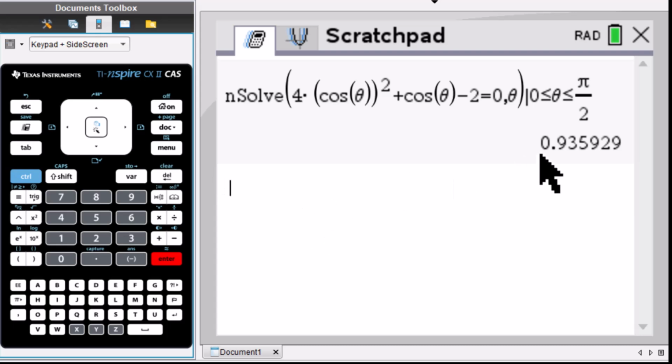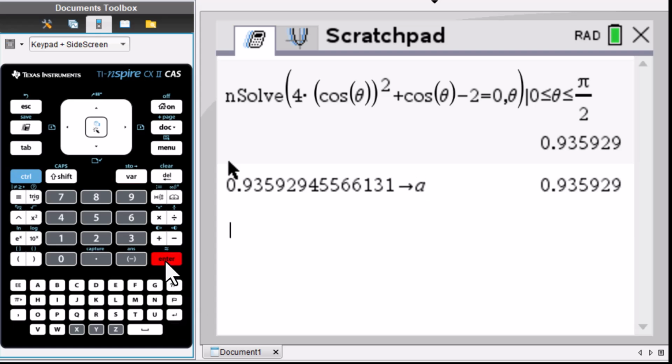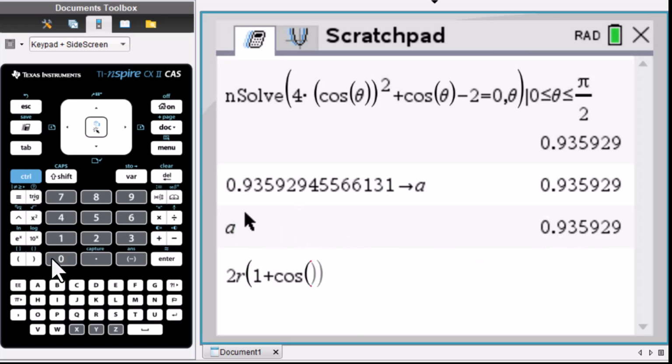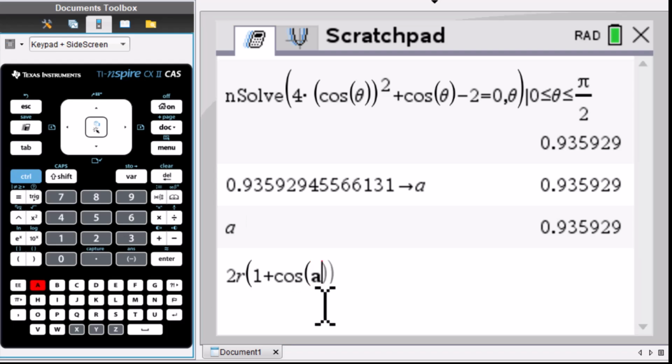First of all, let's store this value. Go up, enter. Control variable. Store into letter A, enter. Then when you type this A, it gives you this value of theta. Now let's type the equation. Cosine A. You know this A is the value of theta.